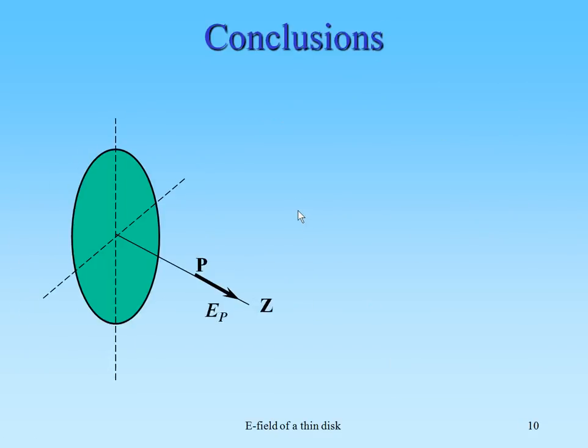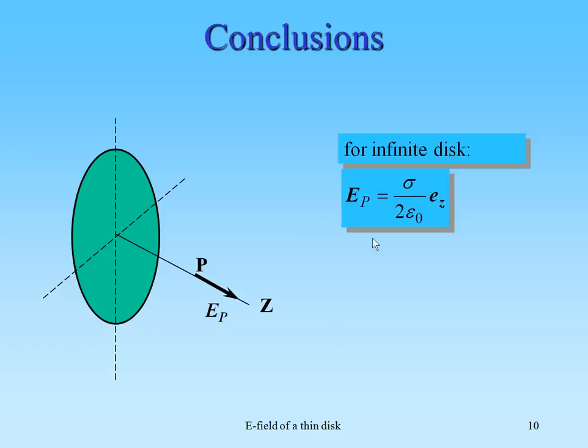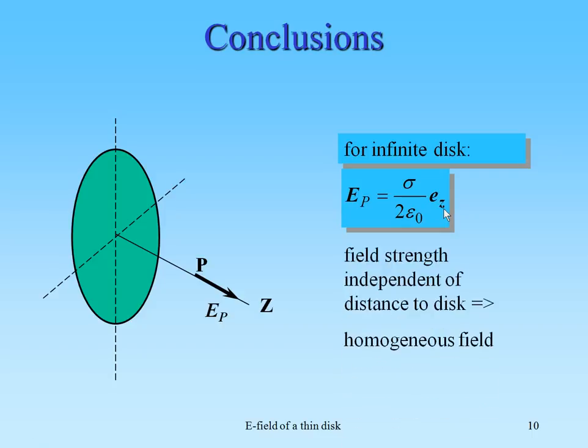Go to the conclusions. For an infinite disk, the field strength in P is given by sigma over 2 epsilon naught times the unit vector in the z direction. And since it is independent of the distance to the disk, it is a homogeneous field.